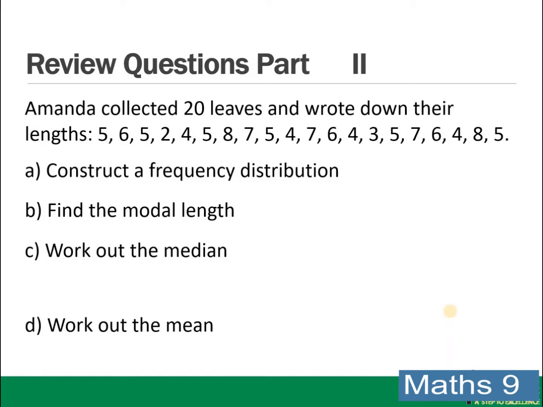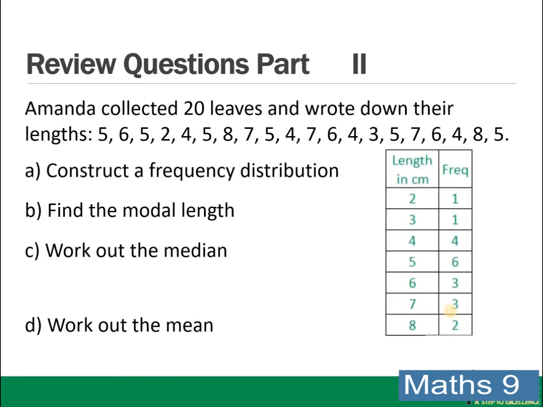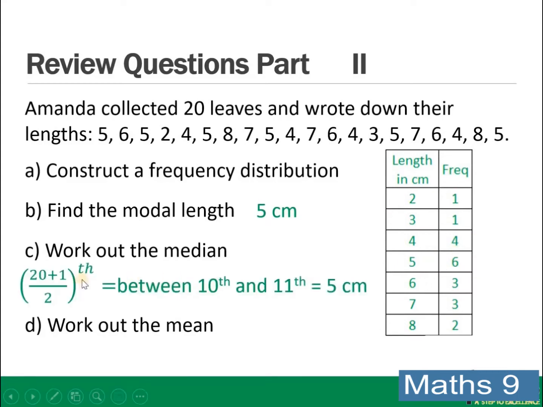Here's the answer. For the frequency distribution, we want to create a frequency table like this, that has the lengths here and the frequencies here. The modal length is 5 centimeters because that occurs 6 times, so that's the most common. For the median, there are 20 leaves altogether, so we want to do 20 plus 1 over 2, which is 10.5, so we want to find the value that's between the 10th and the 11th point. Here we've got 1 point, then another 1, then another 4, which takes us up to 6. So the 10th and the 11th data points are both within this set here, so they're both 5, so the median is 5.